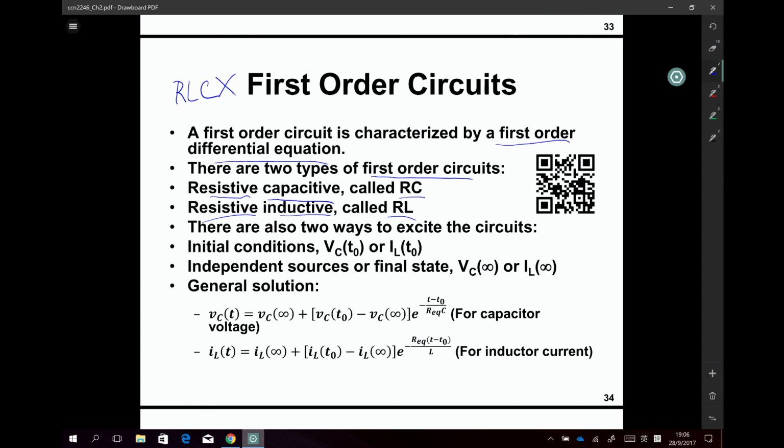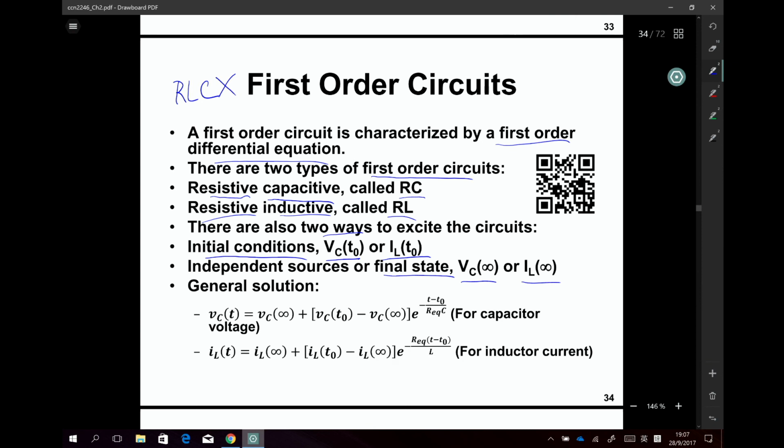Now, when you have this RC or RL circuit, we need to take care of two conditions. One is the so-called initial condition. We consider, before you change the circuit, the capacitor voltage and inductor current. Another is the final condition, so that when the time approaches infinity, you consider the capacitor voltage or the inductor current.